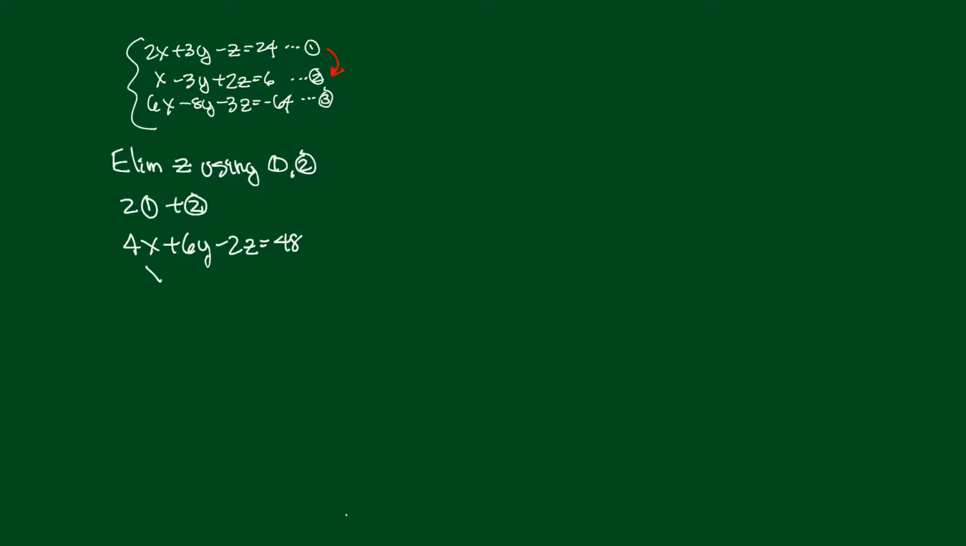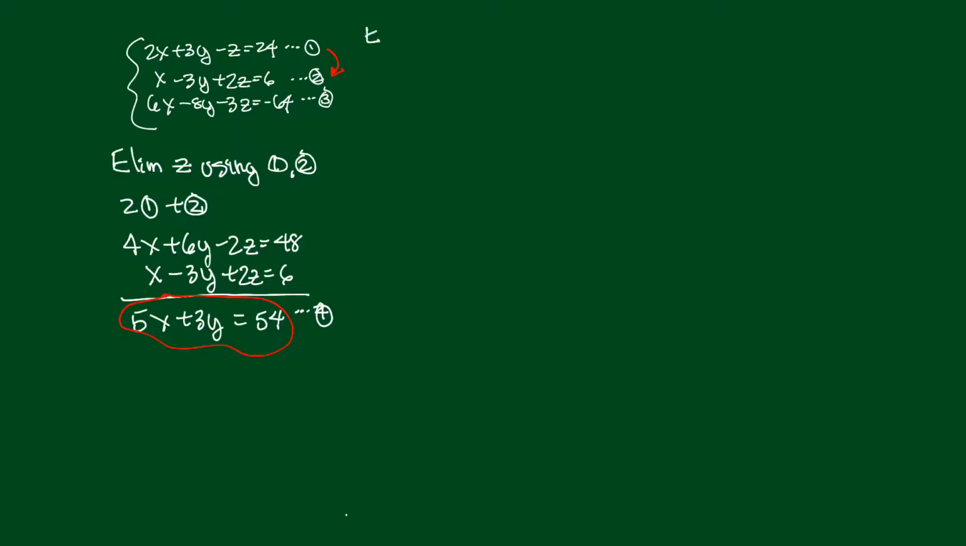Equation 2 stays the same. X minus 3y plus 2z, that's equal to 6. Add these together, we're looking at 5x plus 3y, the z's are gone, equals 54. Okay, so let me circle that so I can find it again. And I'm going to name that equation 4. Well, this is kind of a mess. I'm not sure what happened there, but I'm going to call that equation 4.